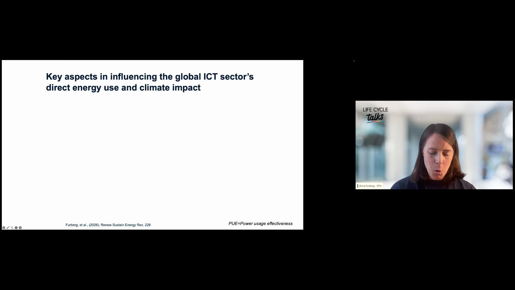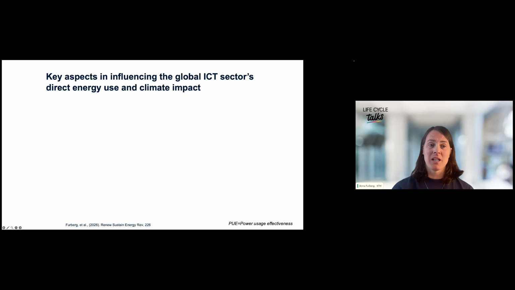So in October 2023, we had our first workshop and then 3 subsequent workshops that led to the joint writing of a guidelines paper, including in total 15 researchers, both from academia and ICT companies. And this paper summarized the state of the art in practice and related challenges, provides guidelines, and provides a set of recommendations on key aspects influencing the global ICT sector's direct energy use and climate impact. And that is what I would like to show you now.